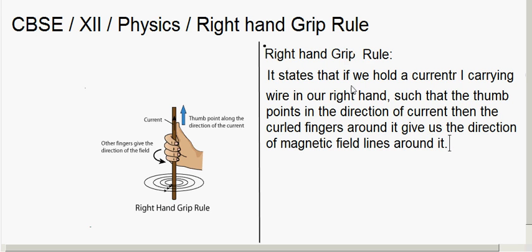Right hand grip rule states that if we hold a current I carrying wire in our right hand. Remember, when you use this rule, you have to use only your right hand, not the left hand. The rule is applicable for the right hand.